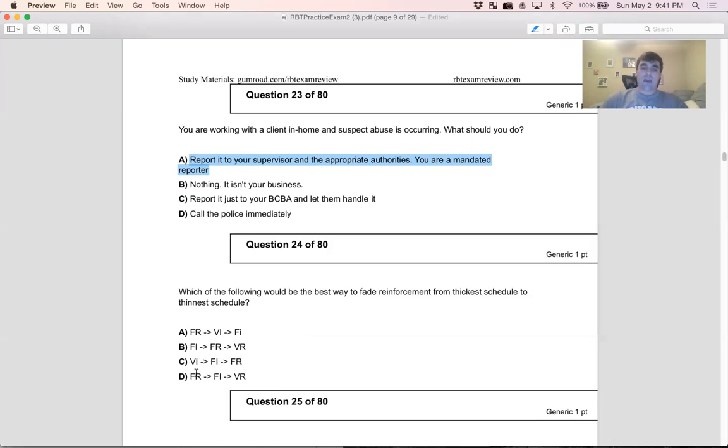And then D, FR, FI, VR. Yes, this is the best answer here to fade from a thick to thin schedule, from a fixed ratio to a fixed interval to a variable ratio. Remember, a variable ratio, the slot machine effect, is the strongest basic reinforcement schedule there is. Okay. So if this answer didn't exist, then technically you could pick B. Okay. But D is ultimately the best answer here and the best way to go from thick to thin schedules of reinforcement.